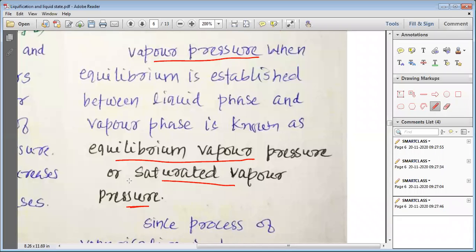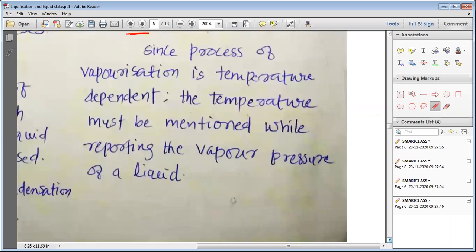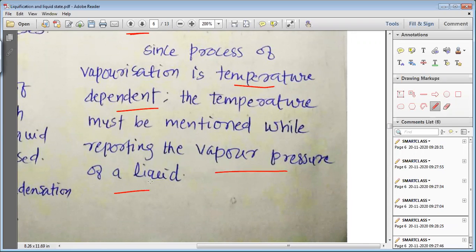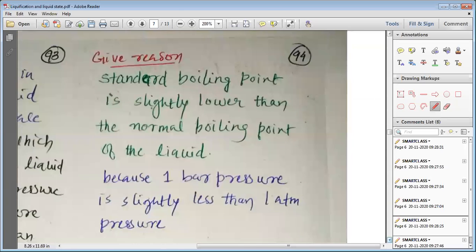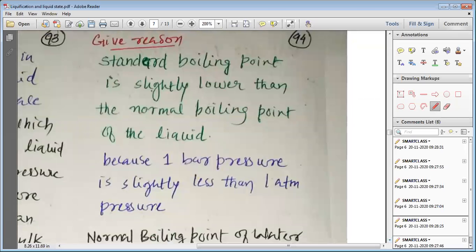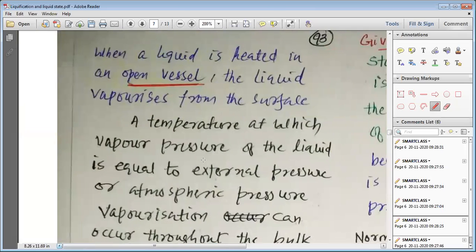Sometimes you may be asked, so it's better you learn this definition and understand it well. Since the process of vaporization is temperature dependent, the temperature must be mentioned while reporting the vapor pressure of a liquid. So when we mention the vapor pressure of any liquid, we need to mention at what temperature the liquid exerts that much vapor pressure. It is very necessary to mention this, my dear students, so please keep it in mind. And if you have any doubt, anything you could not understand, you can ask me.